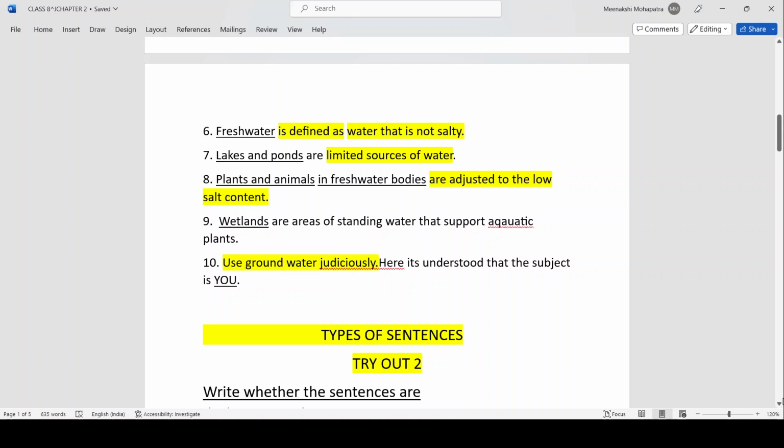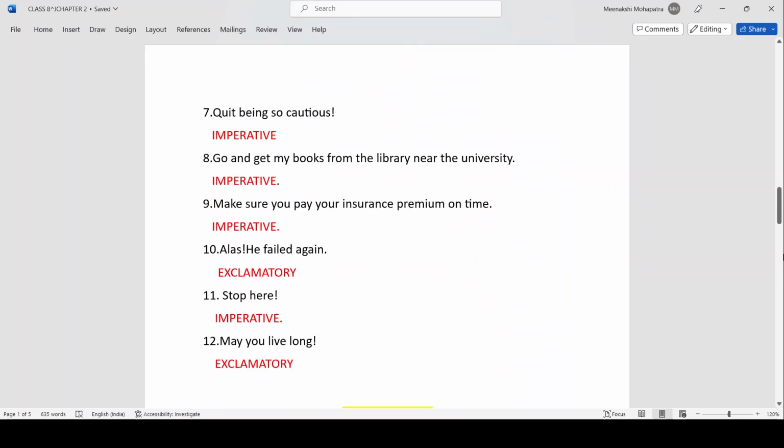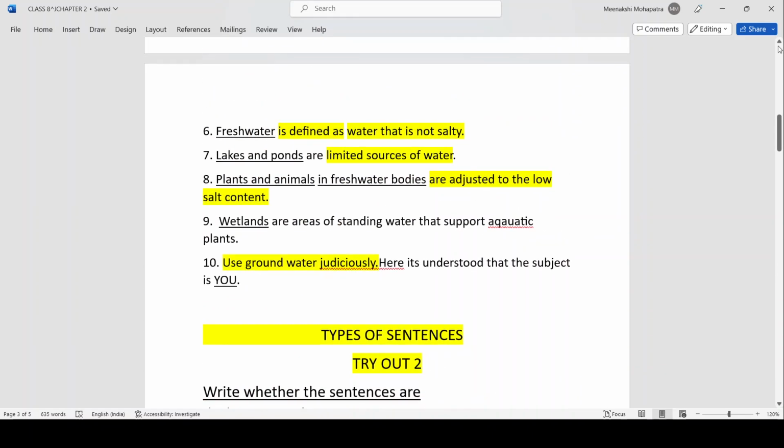Now, types of sentences. We know there are 4 different types of sentences, children. Imperative, declarative, exclamatory and assertive sentences. Now tryout 2, right? Say whether the sentences are declarative, assertive, exclamatory or interrogative. Number 1.